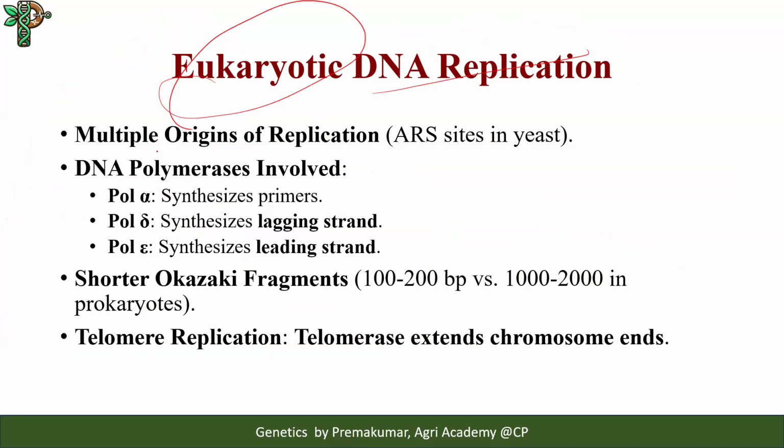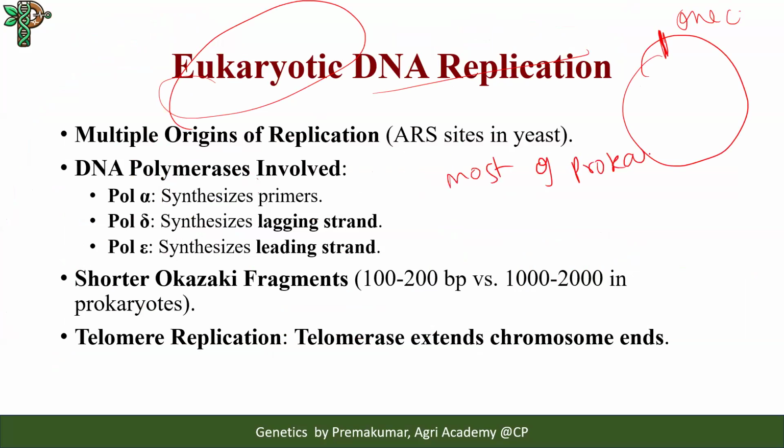In prokaryotes, the origin of replication is at only one site. Many times there are some prokaryotes having multiple origins, but in general, most prokaryotes have a single origin of replication. That you should remember. But in the case of eukaryotes, we have multiple origins of replication.